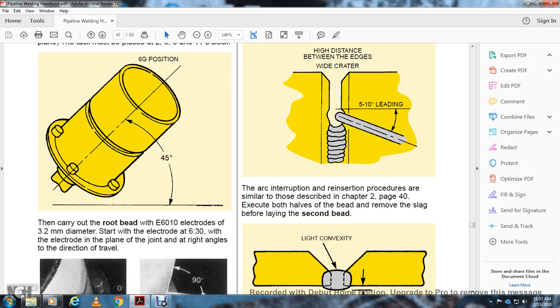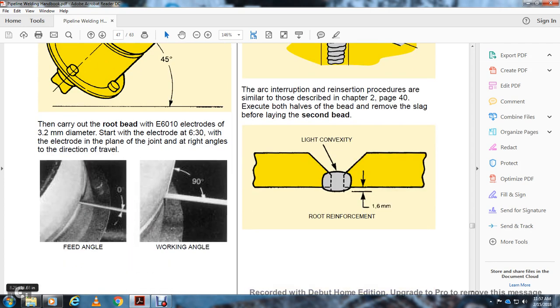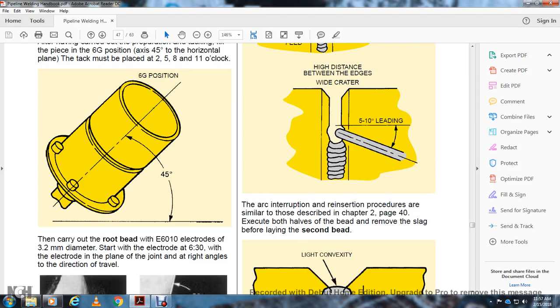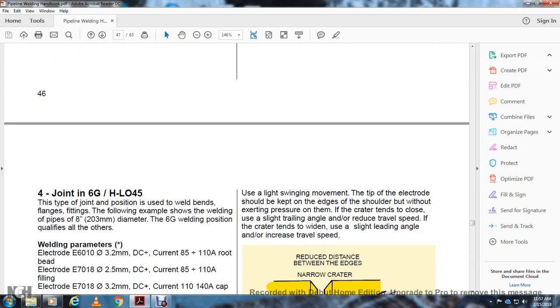The electrode is in the plane of the joint at a right angle with the direction of travel. Feed angle 0, working angle 90 degrees. Using a light swing movement, the tip of the electrode should be kept on the edge of the shoulder, without exerting pressure on them. If the crater tends to close, use a slight trailing angle and reduce the travel speed.